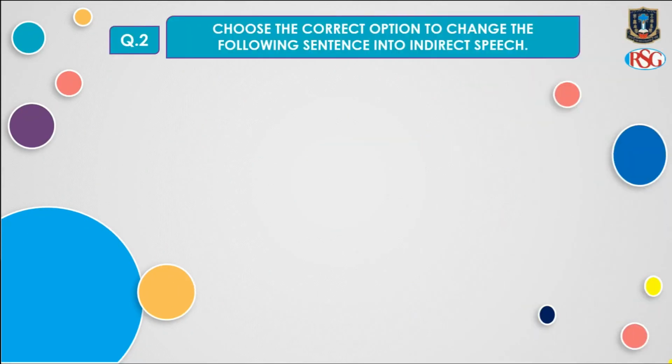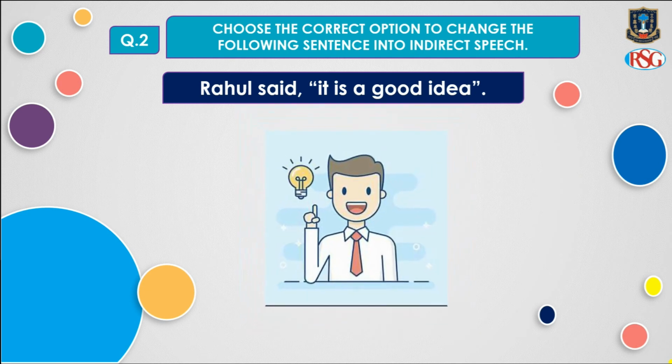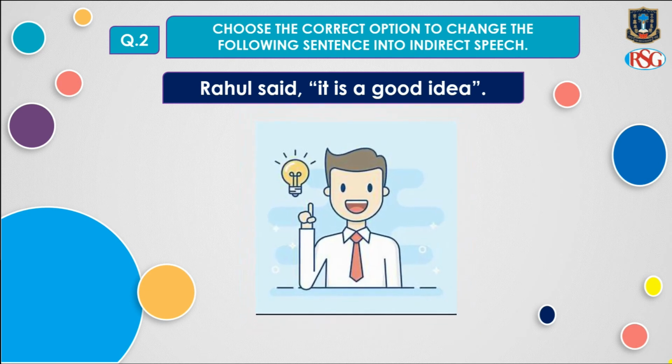Now let us see question number 2. Question number 2 is also the same. Choose the correct option to change the following sentence into indirect speech. That means the sentence that you see there is in direct speech, and you have to change it into indirect speech. The question is, Rahul said, "It's a good idea."